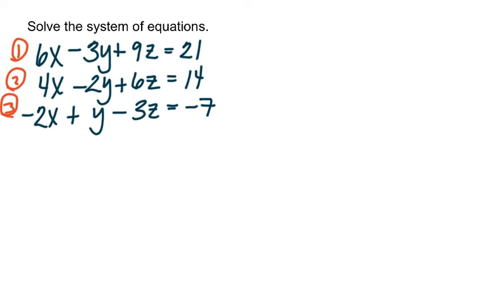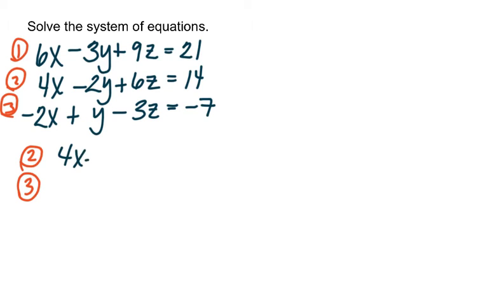So let's say you choose to eliminate x, and perhaps you want to start with equations 2 and 3. Again, looking at 2 and 3 because I'm thinking, well, I have a 4x and a negative 2x. I already have one negative term. So to eliminate x, I would only have to multiply one of my equations by a constant, rather than having to multiply both equations by a constant.